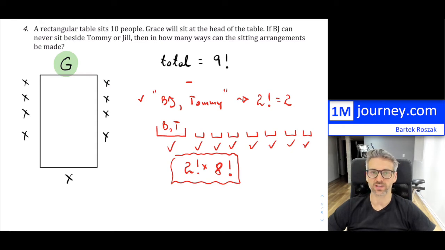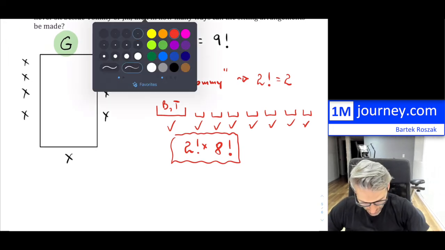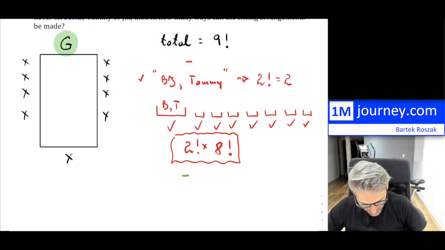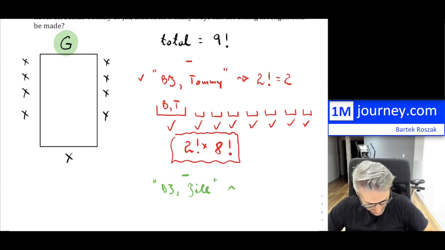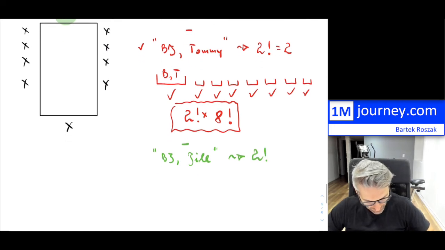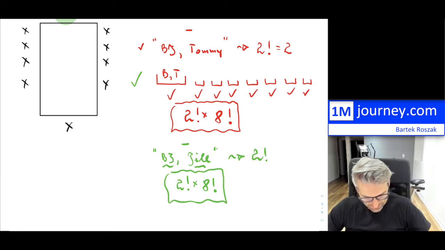Now the other one says that BJ can never sit beside Jill either. So, Tommy or Jill, it's the same thing. I would do the same and subtract. When BJ and Jill are together, that's again 2 factorial, and exactly the same as before, 8 factorial ways multiplied by 2 factorial for swapping the two. So now we subtract that.